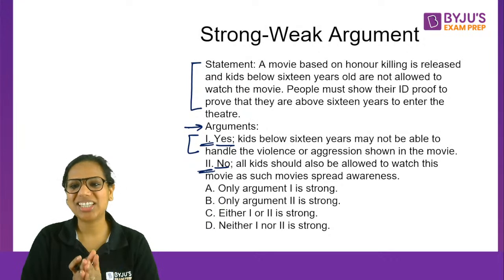Okay, good one, SG. So argument one is strong, all right. That's what some of you are saying. Others? Absolutely correct. A is the answer here.